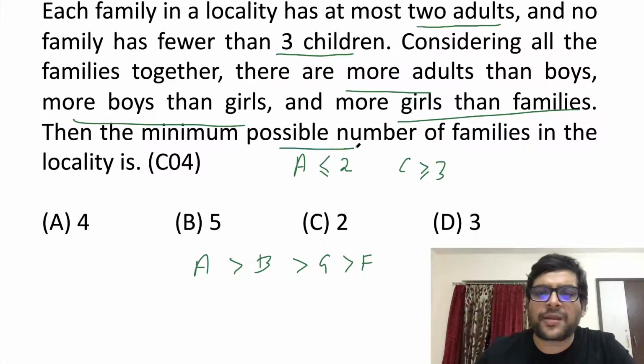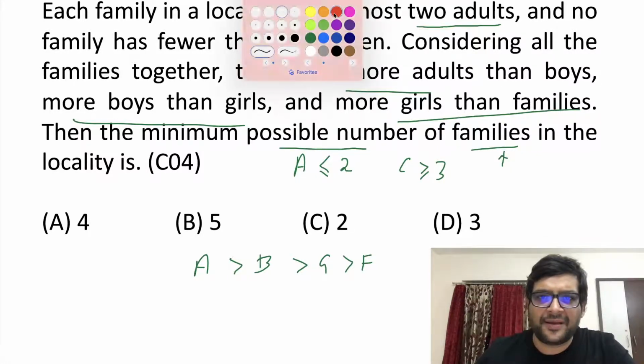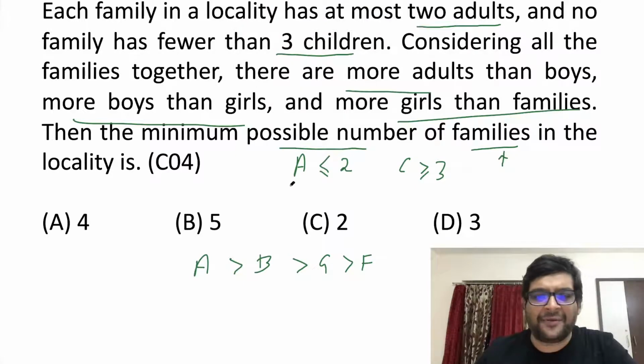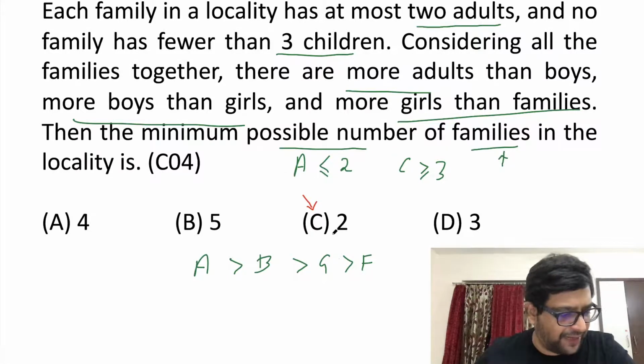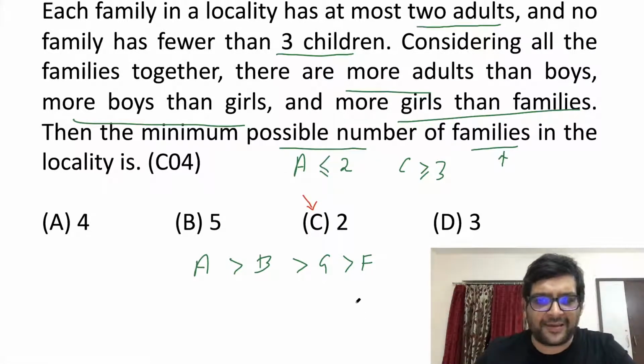The minimum possible number of families is how much? So that's what I need to find out. What is the minimum possible number of families? So I'll start with the lowest option. Is 2 possible as the number of families?